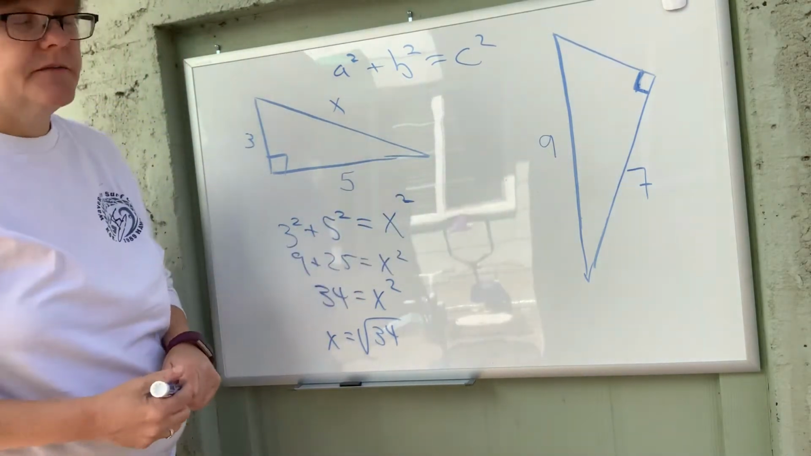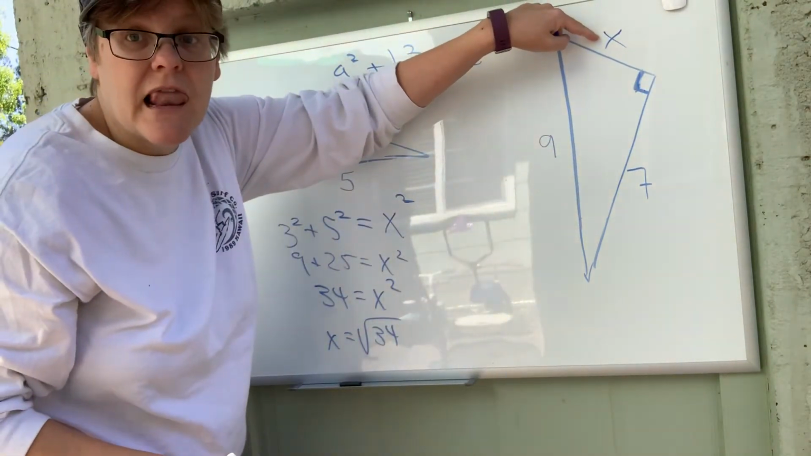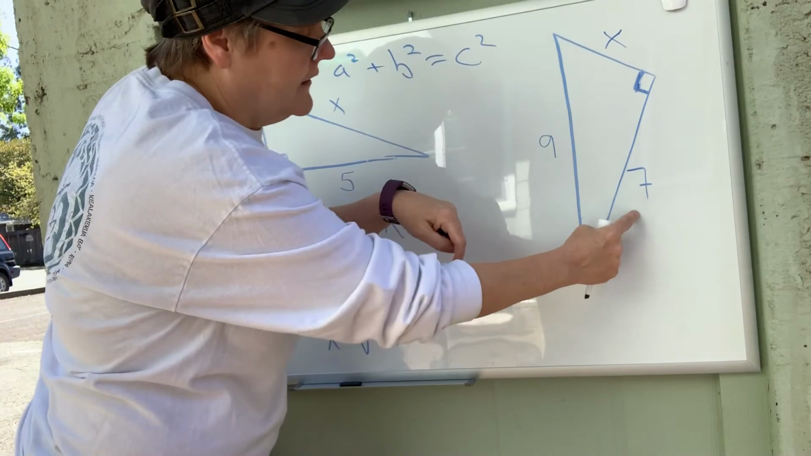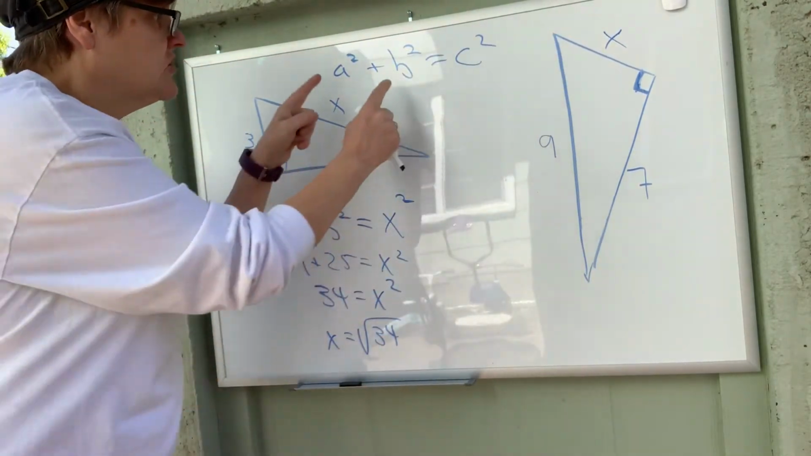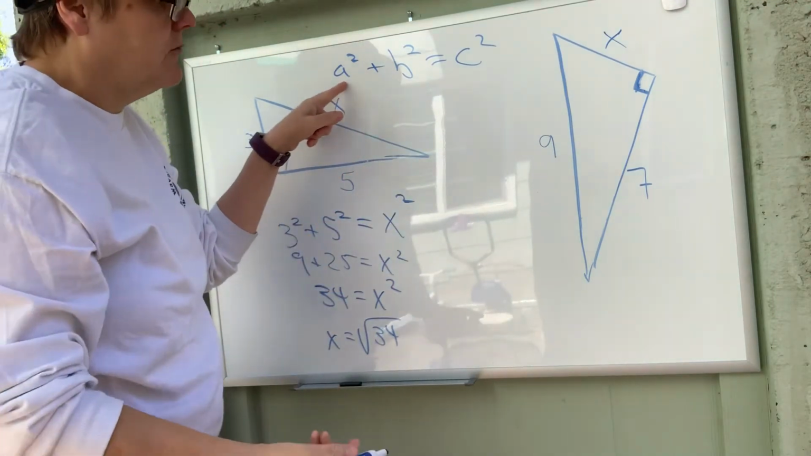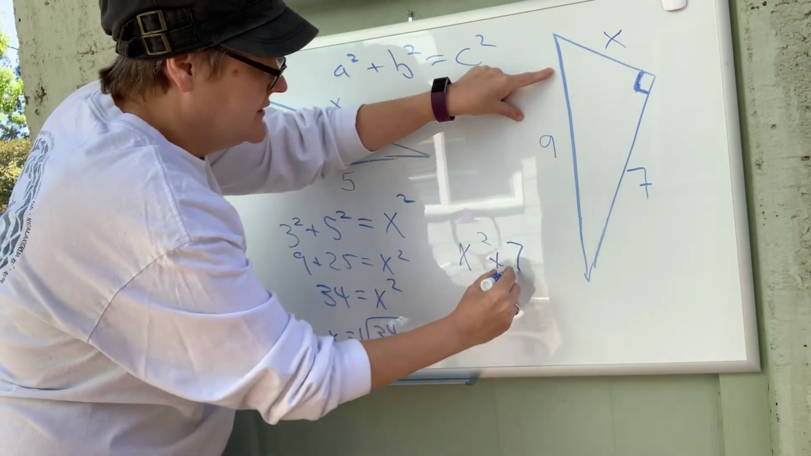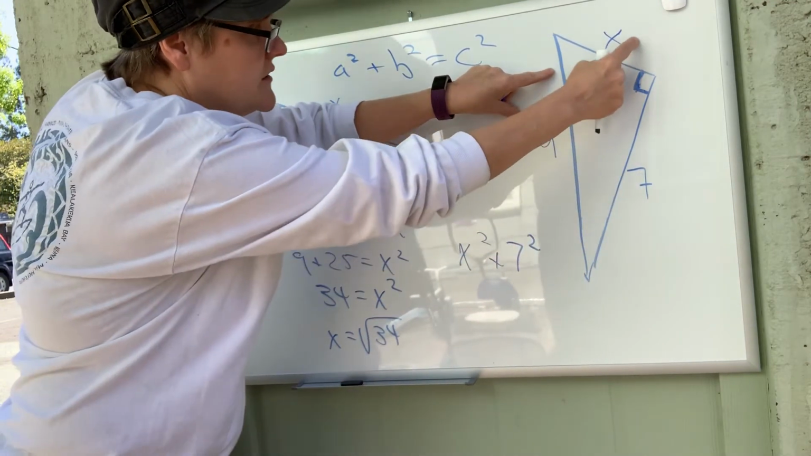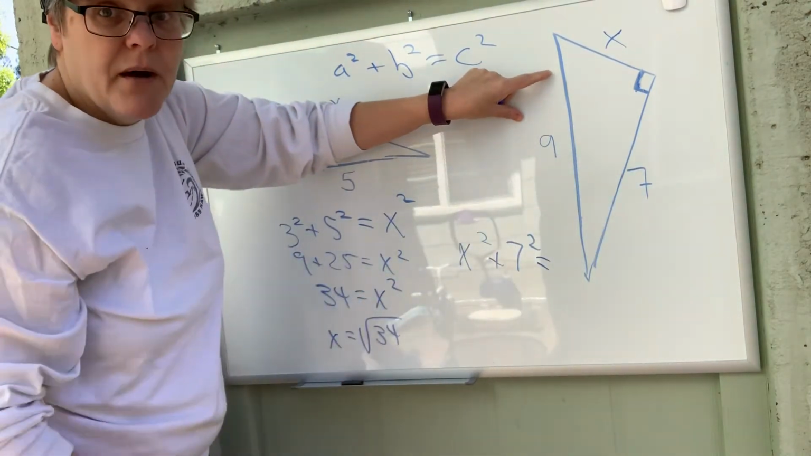How about this guy here? Okay, for this one here, I'm looking for a leg. I've got a leg and a hypotenuse, and I want to know the missing leg. So one of these is the thing that I'm looking for. Okay, so I'm going to write my equation. X squared plus 7 squared. So the leg squared plus the leg squared is equal to the hypotenuse squared.